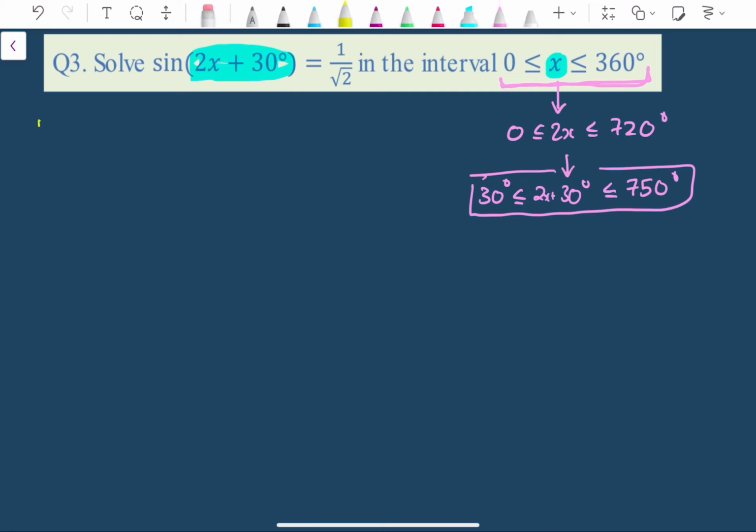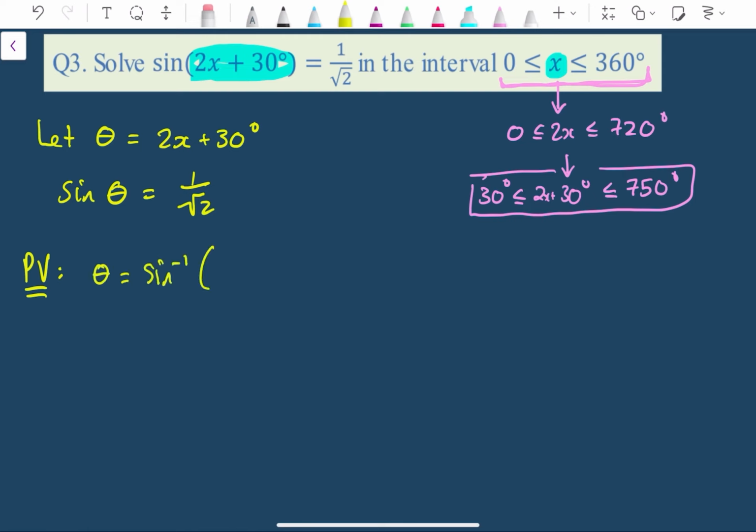Okay, so again, I'm going to make a little substitution before I find my PV. Let theta equals 2x plus 30. So I get that sine of theta is equal to 1 over root 2. I then know I need to find my PV. So theta equals sine to the minus 1 of 1 over root 2. I'm going to work that out. Again, pause the video if you'd like to have a go. That gives me 45 degrees.